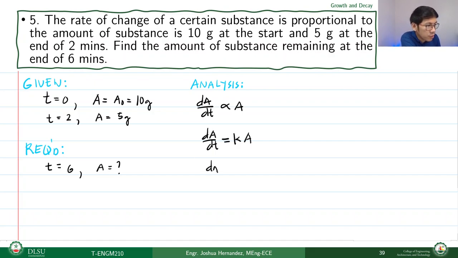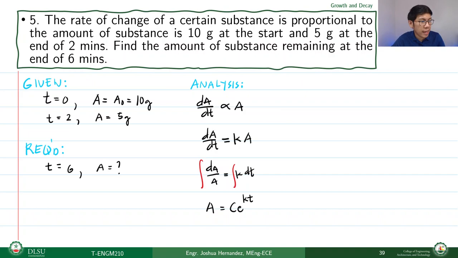And same as the previous problems, this can be solved by means of differential equations, integrating both sides, and we will have A equals C e raised to KT. Notice from the previous problems that this is almost always our equation. Even if you swap the variables, it still ends up there. Now, from this expression, we notice we have two arbitrary constants, C and K, and we have to find them out.